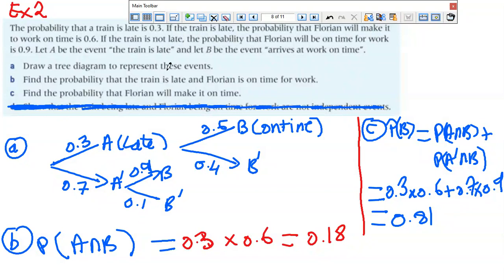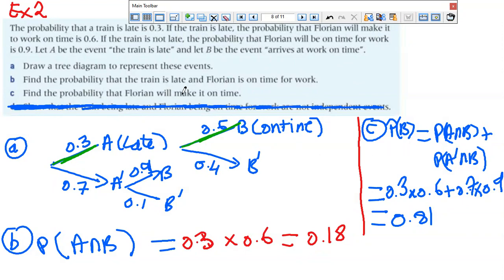Draw a tree diagram to represent this event. I did it already. Find the probability that the train is late and Florin is not on time. It means A intersection B. So it means A, this is my road, intersection B. That's it. So it means it's 0.3 times 0.6. Now, this is the formula that I was talking about, and I told you we will see it.